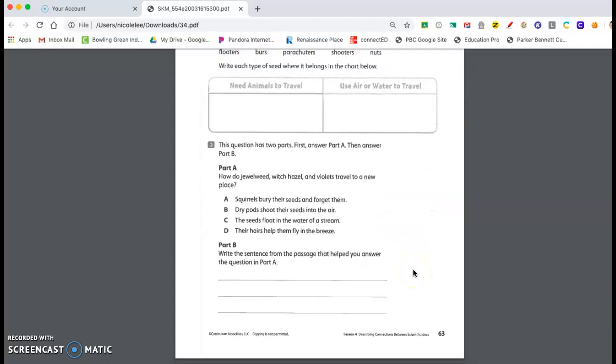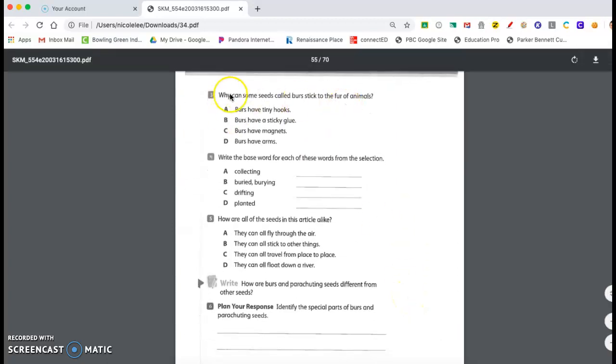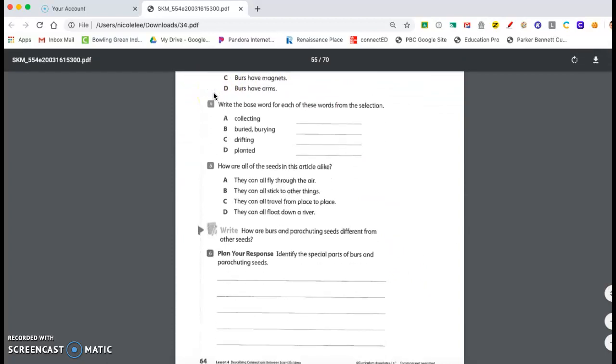And question number 2 has 2 parts, part A and part B. So you'll answer both parts of this question. You're going to write a sentence in part B from the passage that helps you to understand or to answer part A. So you'll find the evidence that proves this answer is true, and you'll write that down in this part. So then you're going to just continue to answer some questions about the article that are multiple choice questions.